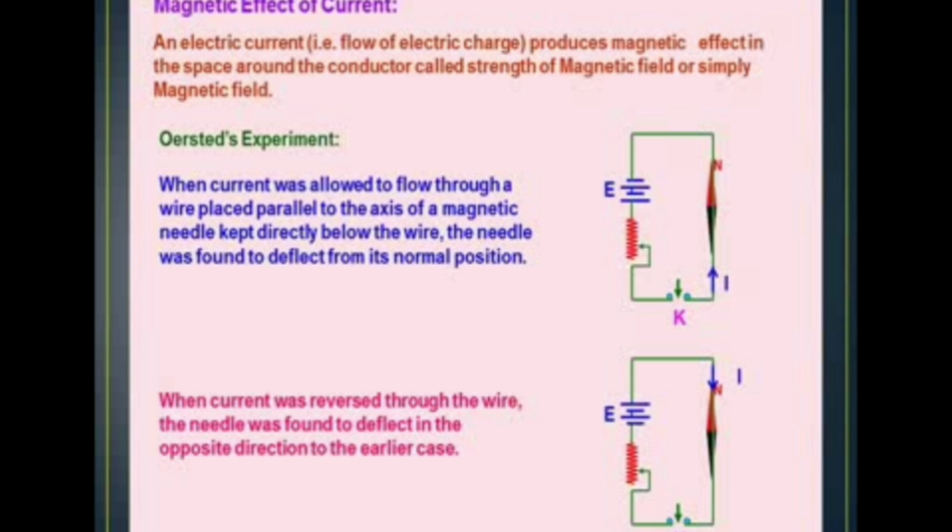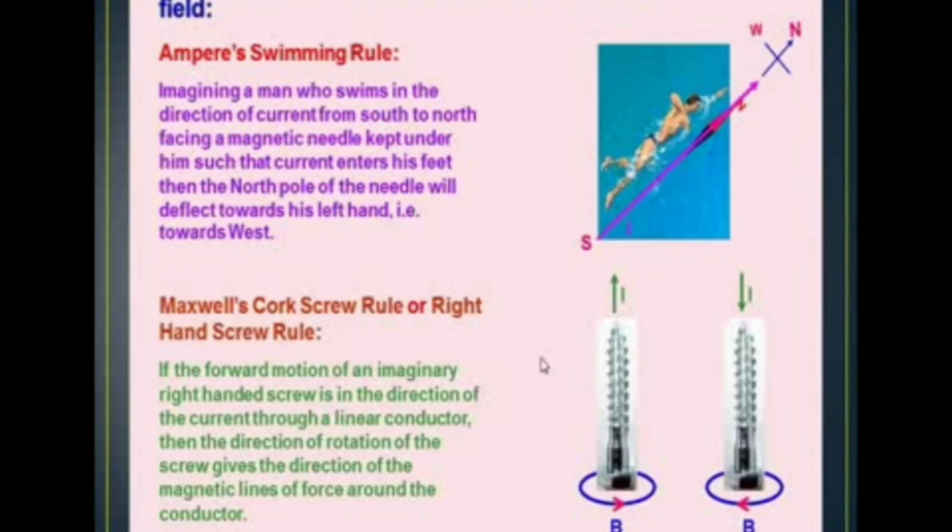Oersted's experiment: when current was allowed to flow through a wire placed parallel to the axis of a magnetic needle kept directly below the wire, the needle was found to deflect from its normal position. So the needle is kept in a normal position, the current flows, and we explain based on which direction it deflects. Next are Maxwell's right hand corkscrew rule and the right hand thumb rule. These rules are used to find the direction of flow of current and magnetic field. Now we are going to see the first one.